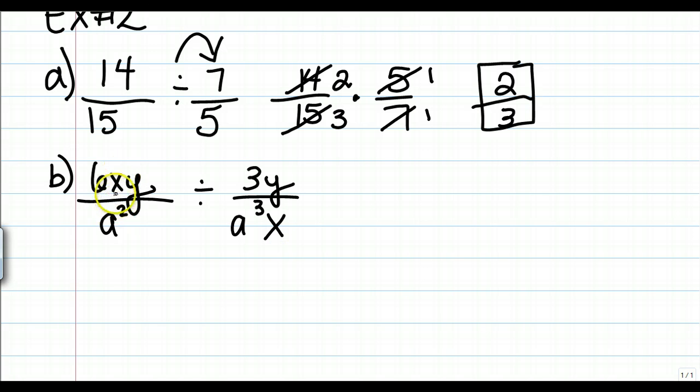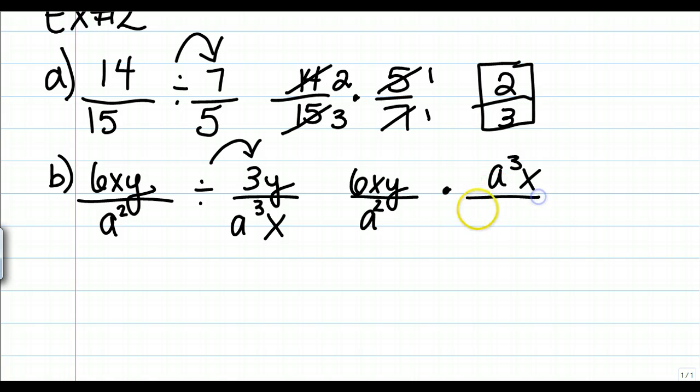Okay, so looking here, we are going to go ahead and take the reciprocal and multiply. So we have 6xy over a squared times a to the third x over 3y. So we took the reciprocal and multiplied. Now you look to see if you can cross cancel. 3 goes into 3 once, and 3 goes into 6 twice. The y's will cross cancel. Here we have 3 minus 2, which is just 1, so this will become a 1. And we can go ahead and multiply across.